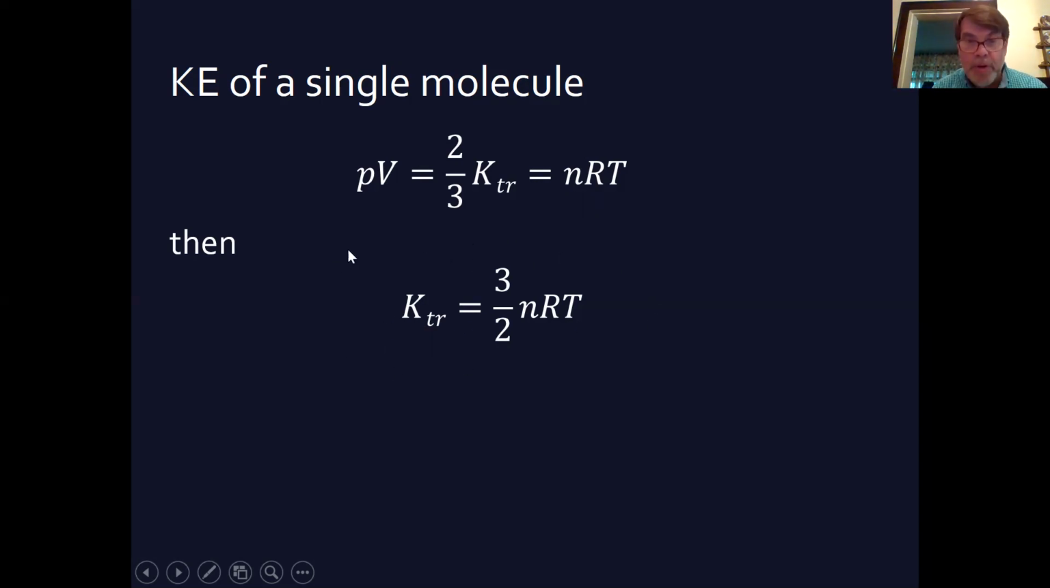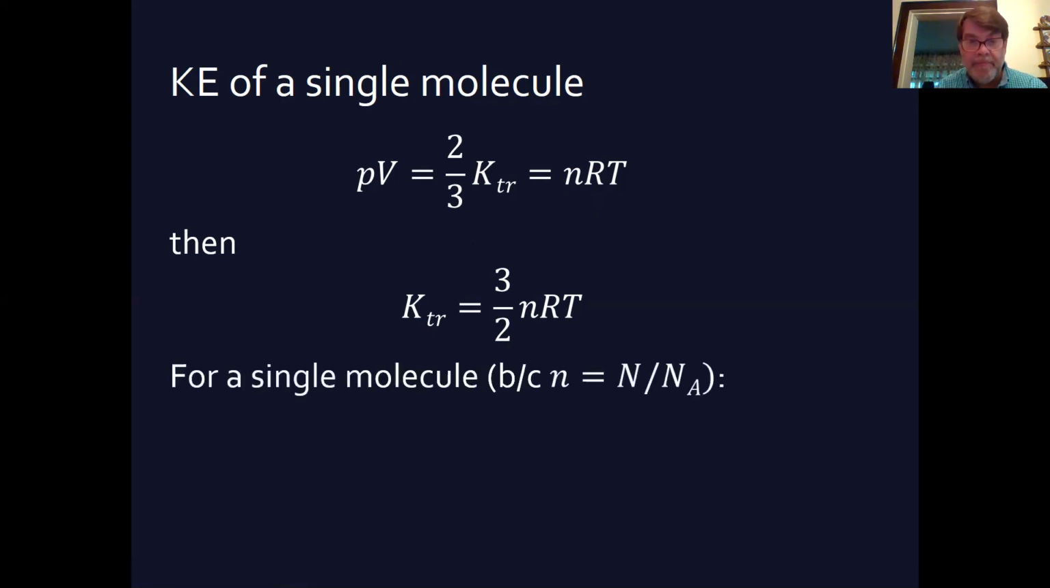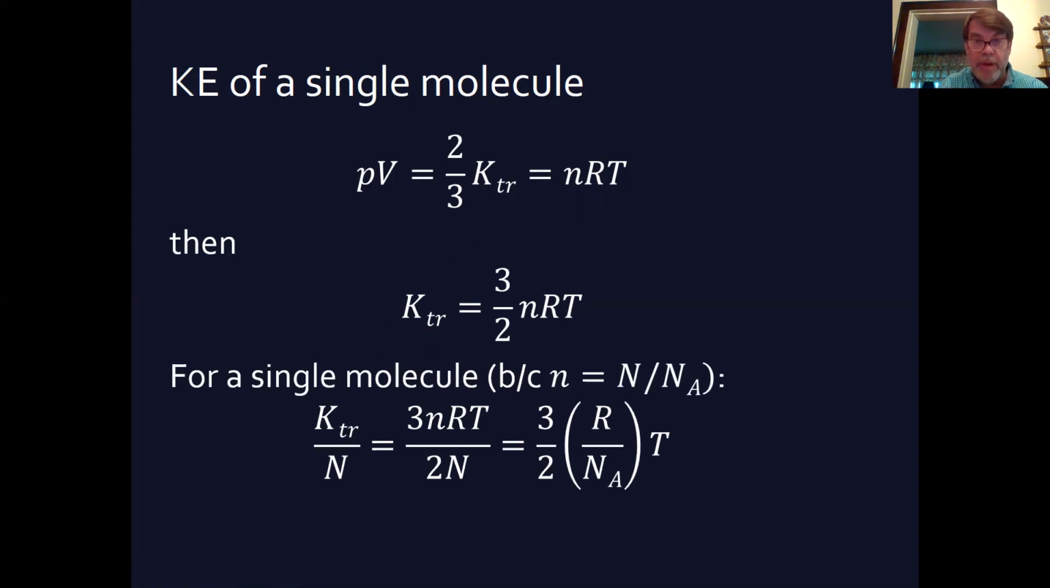Now if I divide by the total number of molecules, I'm going to divide this side by the total number of molecules, and I'm going to divide this by the total number of molecules. See, 3/2 nRT, 3/2 nRT, and then I've divided both sides by n. I'm allowed that in algebra, as long as I divide both sides by the same thing, it works. And now I'm left with 3/2.